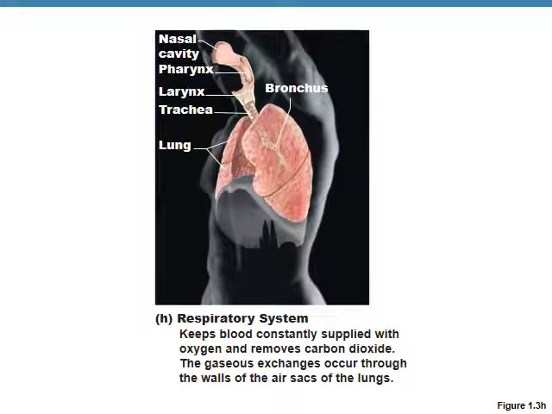Respiratory system. This seems pretty easily recognizable, right? We have our lungs. We may or may not know the word bronchus. That's these tubes here and here that lead to our lungs. We have our trachea. We'll talk about our larynx and our pharynx. Basically, we're going to bring oxygen in, remove carbon dioxide.